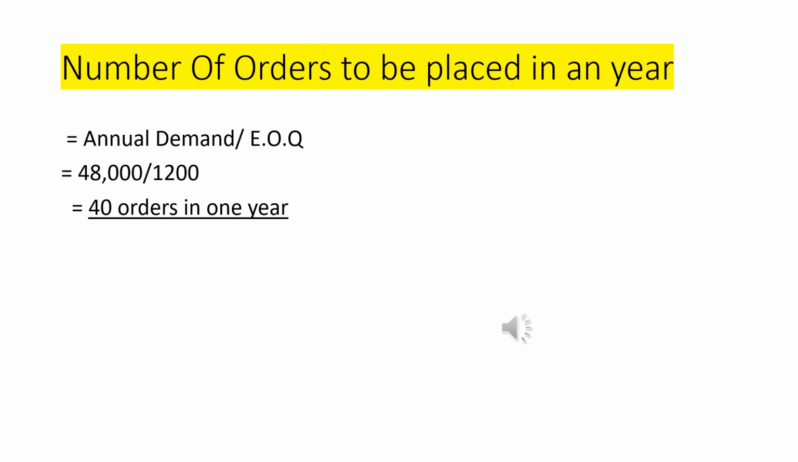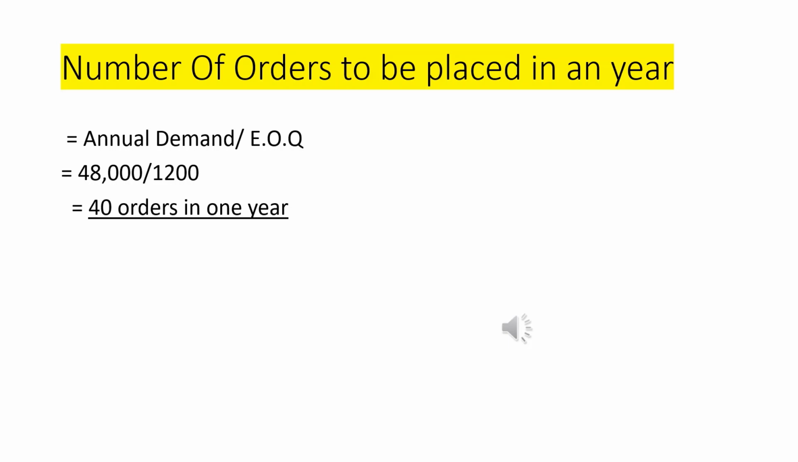Next, we can calculate the number of orders that need to be placed in 1 year. Here we will take the annual demand divided by economic order quantity. That means if your annual demand is 48,000 units and we have just calculated that we should order 1,200 units at a time, so that means in one year you will have to place 40 orders.